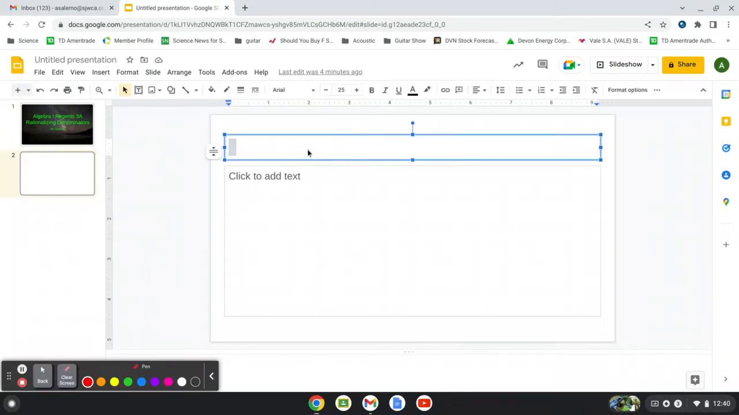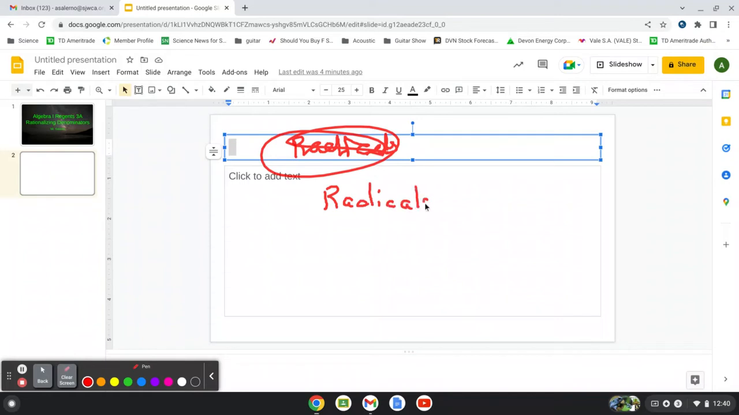Radicals. Radicals have that radical sign. That's the radical sign. In middle school, you may have heard the square root sign, right? The square root, for example, square root of 36, is 6, right? So that's what radicals are.